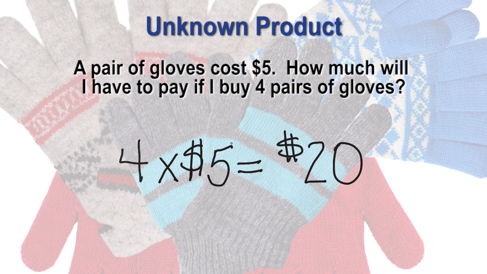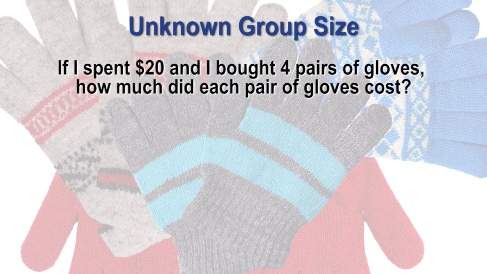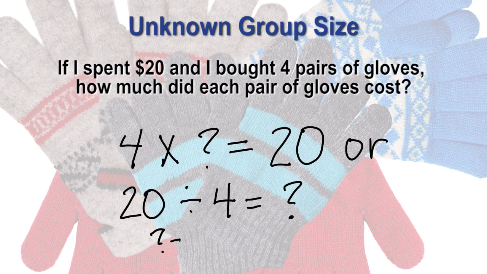Now let's look at the same problem illustrating unknown group size. If I spent $20 and I bought 4 pairs of gloves, how much did each pair of gloves cost? To solve, we now need to think 4 times something equals 20, or 20 divided by 4 equals something. Our answer then is 5, so each pair of gloves costs $5.